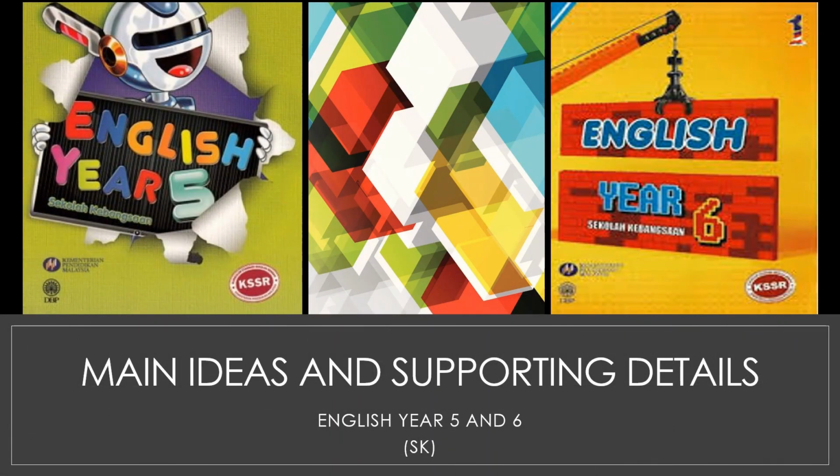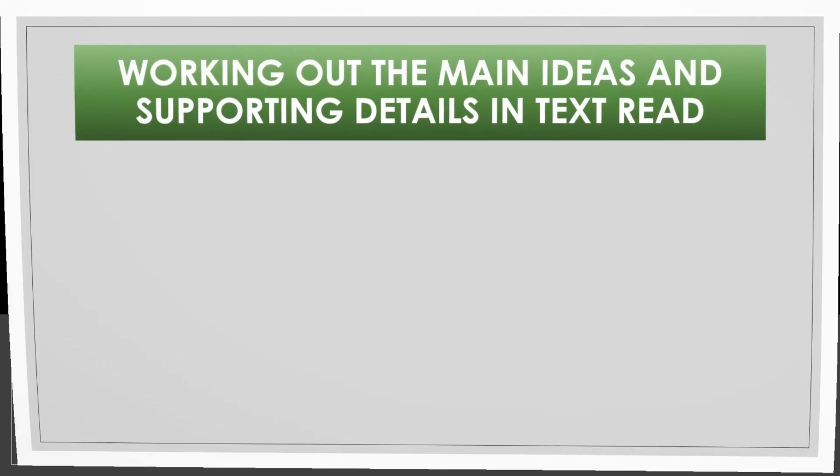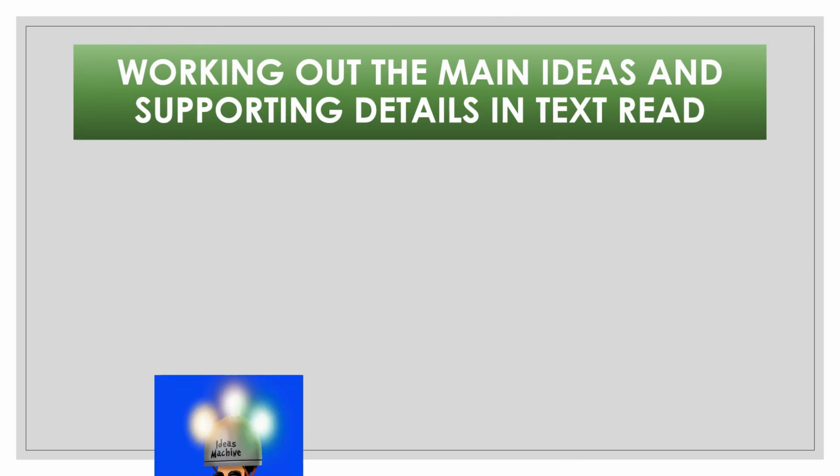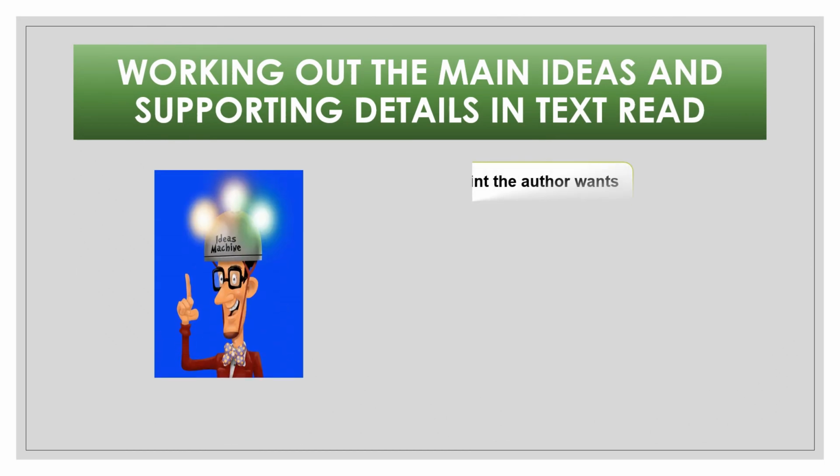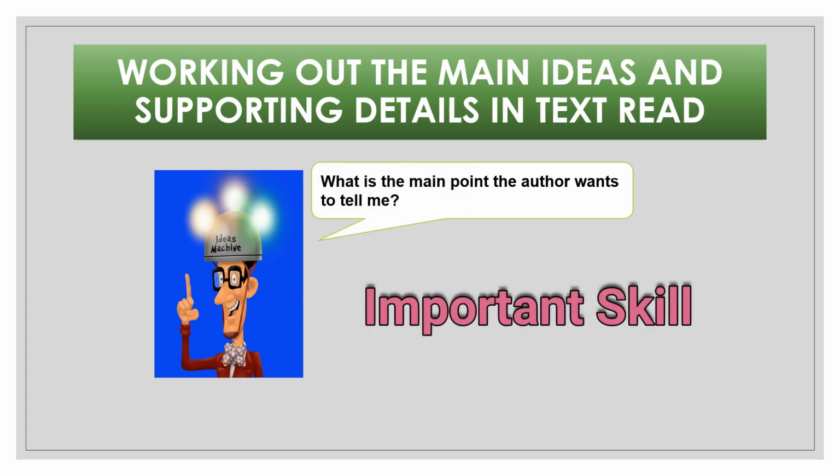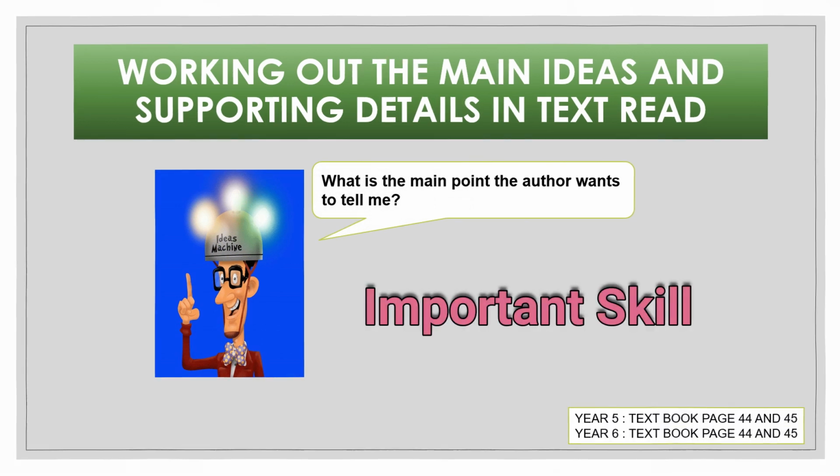In this video, we are going to learn how to locate main ideas and supporting details in texts we read. Working out the main idea of a text is an important skill because it helps to give us a better idea of what we are reading. When determining the main idea, ask yourself, what's the main point the author wants me to know?